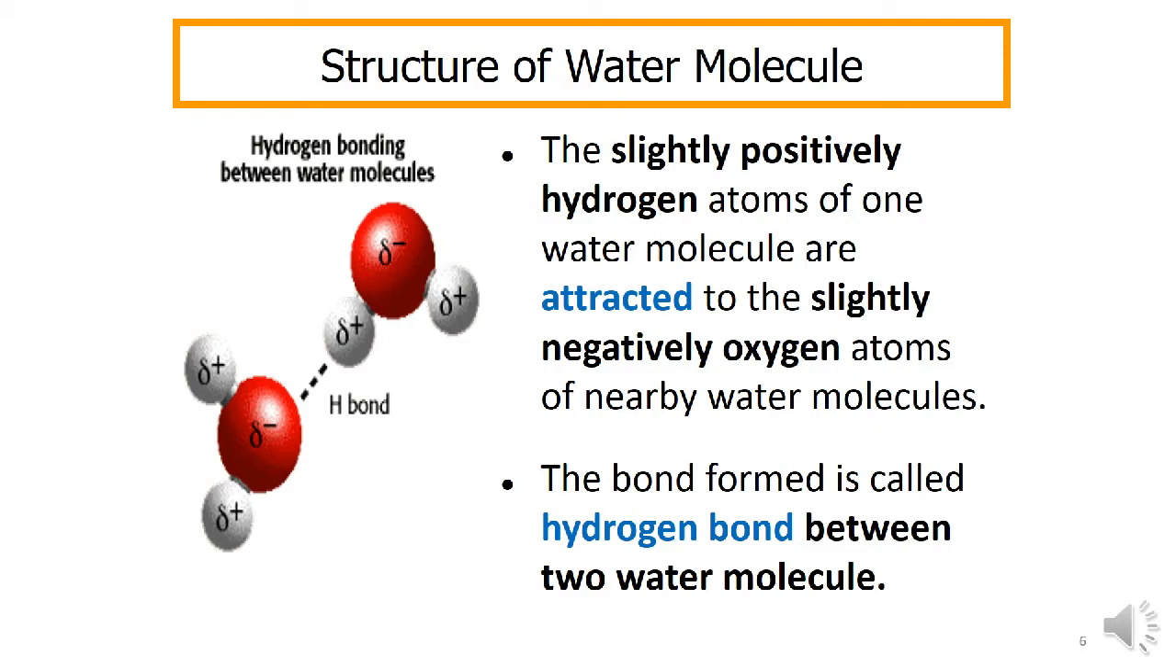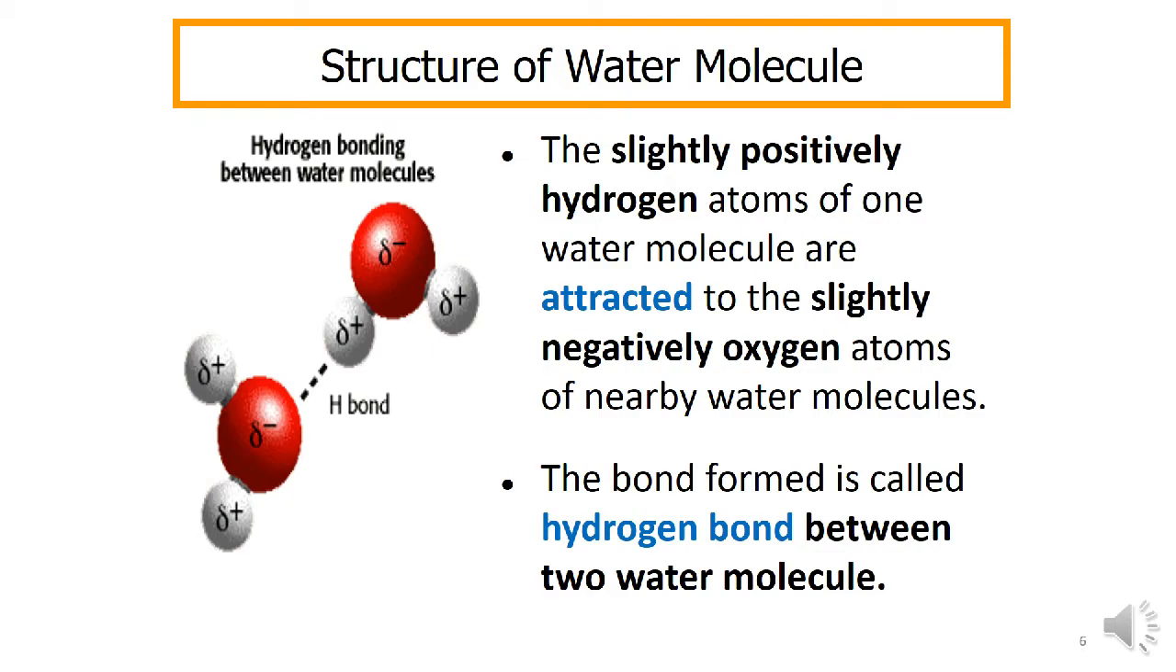Let's see the bonding between water molecules. In this diagram, we have two molecules of water. The slightly positive hydrogen atoms of one water molecule will be attracted to the slightly negative oxygen atom of the nearby water molecule. You can see here the oxygen has delta negative, and the hydrogen has delta positive, so the two water molecules are attracted to one another at their dipoles.